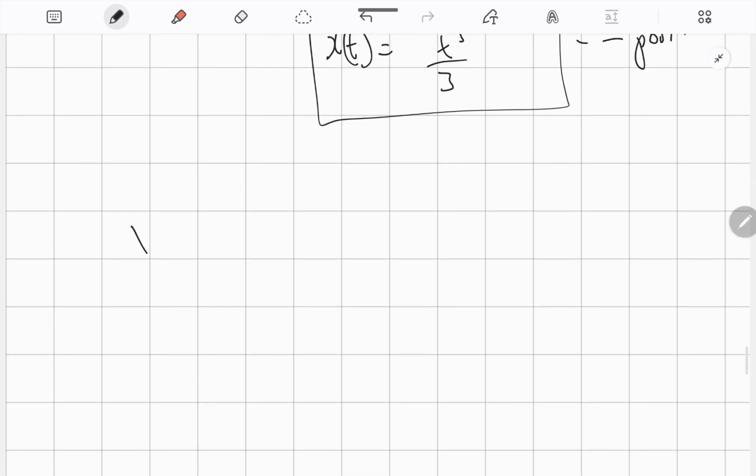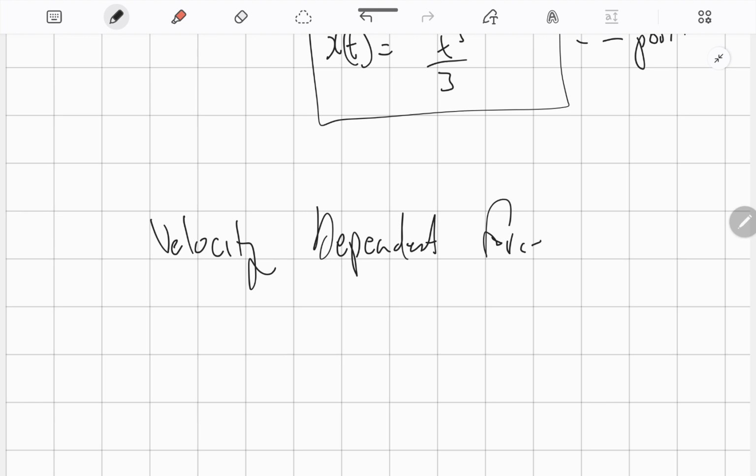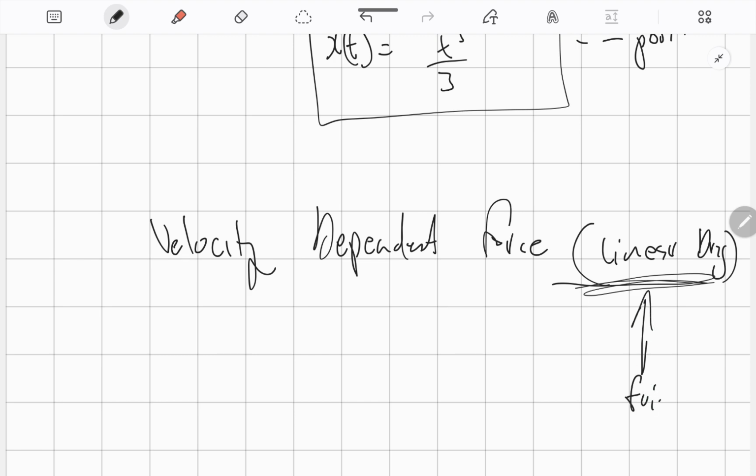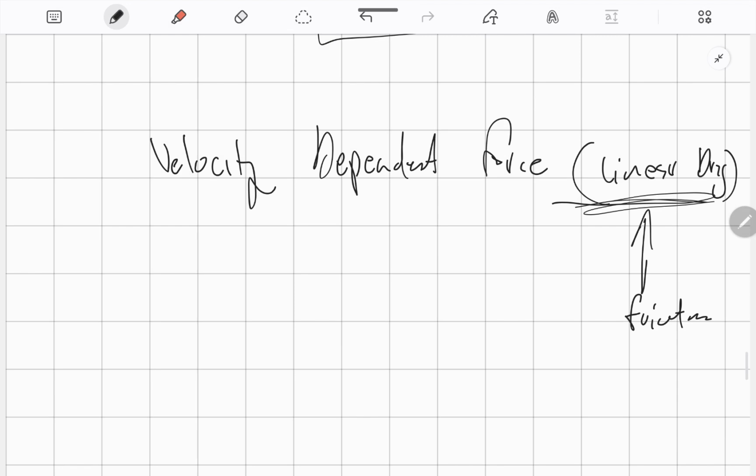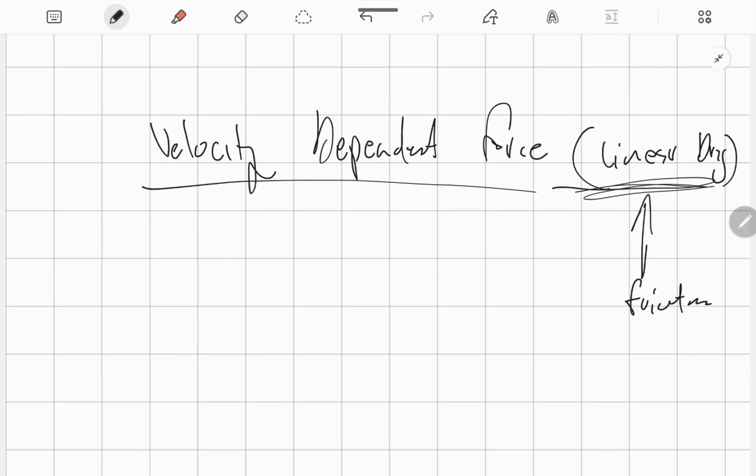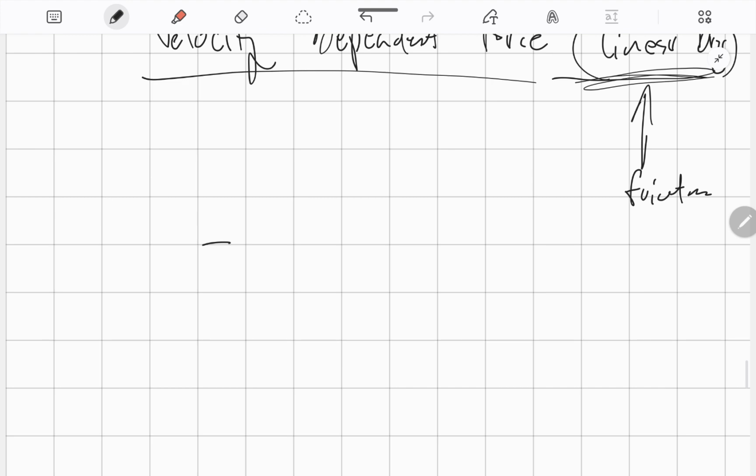Okay, now we're going to do velocity-dependent force, aka linear drag. If I call it linear drag, it's very associated with friction, right? I did talk about this in the previous video when I explained how velocity-dependent forces work, so please check that first video.